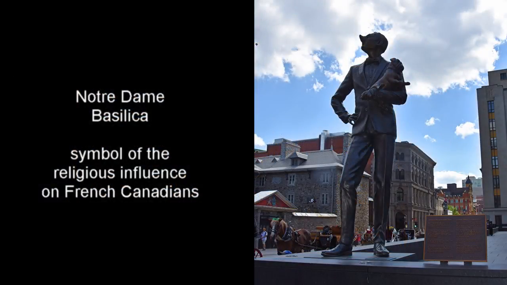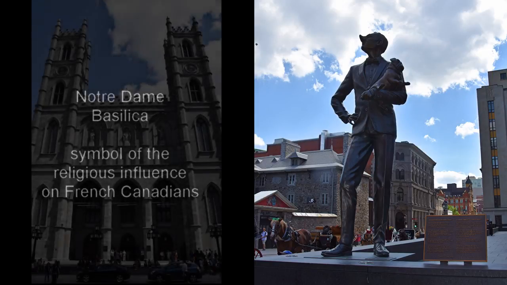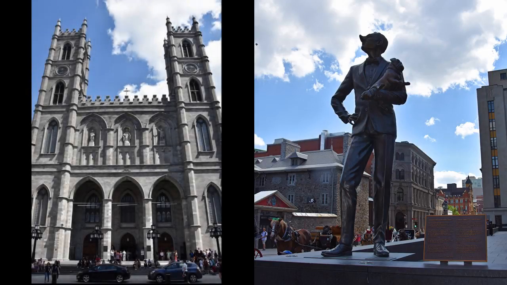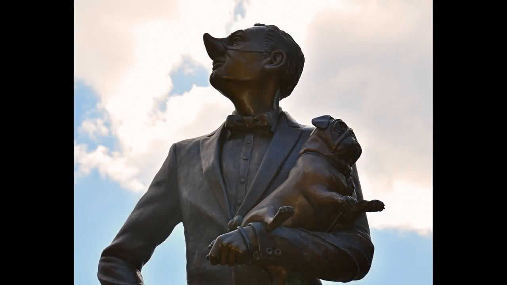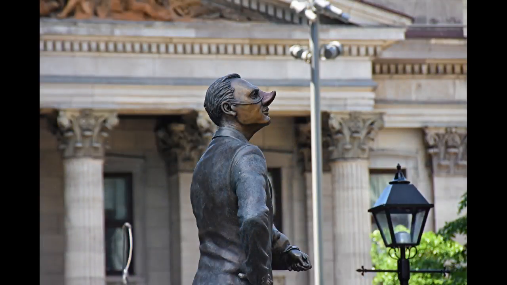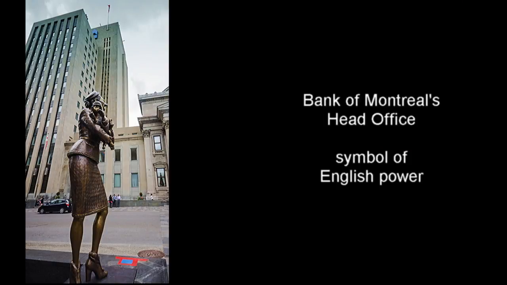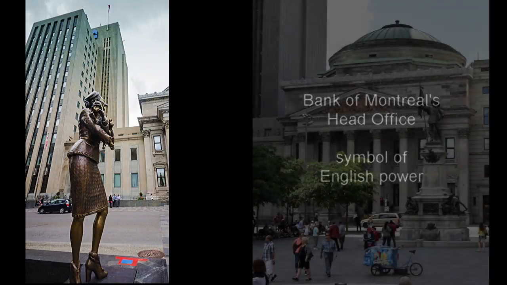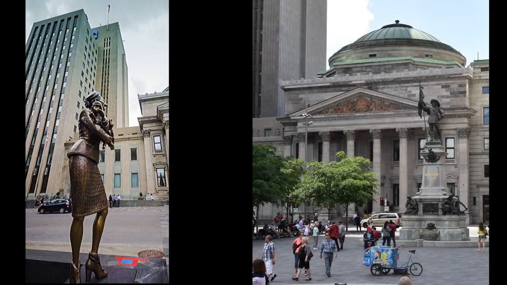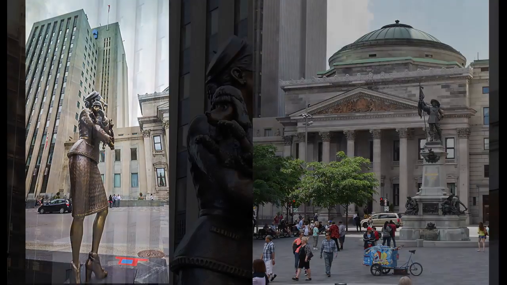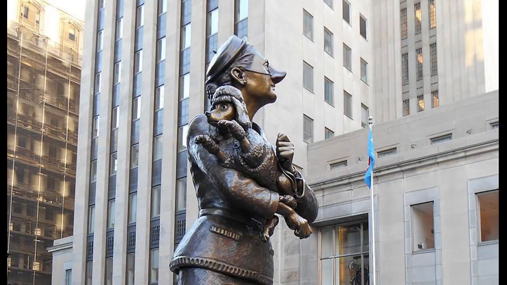A dashing-looking Englishman holding his pug is giving a superior stare at Notre-Dame Basilica, symbol of the religious influence on French Canadians. 210 feet away at the northern corner of the edifice, a woman in a Chanel-style suit, poodle against her, shoots an offended look to the Bank of Montreal's head office, symbol of English power.